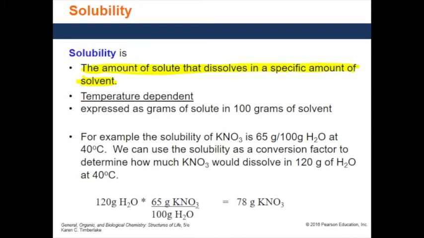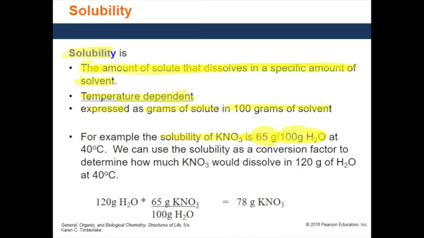So when we talk about solubility of a solution, that is temperature dependent. As long as you're not changing the temperature, the solubility will stay the same. But if we change the temperature, the solubility will also change. It's usually expressed as grams of solute in 100 grams of solvent. For instance, when we talk about solubility of potassium nitrate in water, it is given by 65 grams in 100 grams of water. This essentially means you could dissolve 65 grams of potassium nitrate in 100 grams of water.